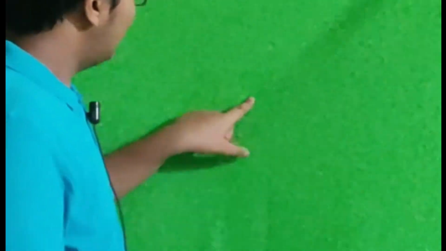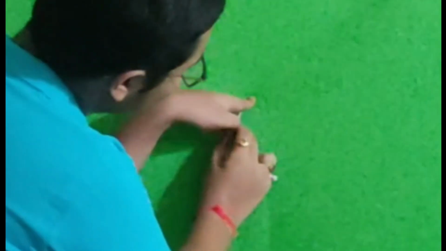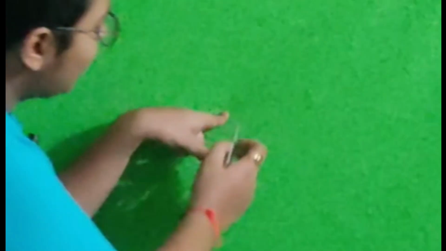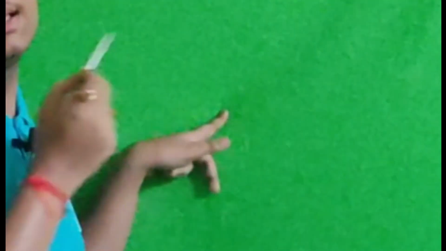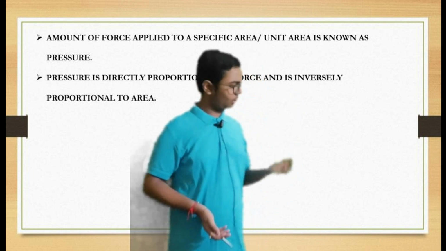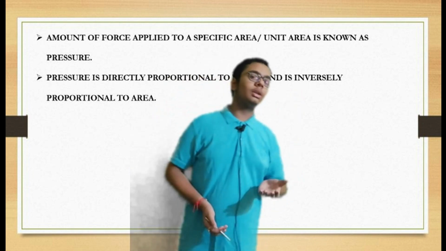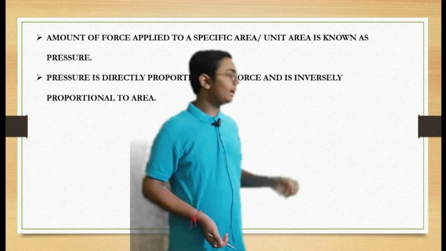So see, here is my green screen and right here if I keep my finger, this specific area is experiencing external muscular force applied by me. So force applied on this particular area is pressure. Force applied to a specific area or unit area, as written here in the definition. So simply you can understand that pressure is the amount of force applied to a specific area.